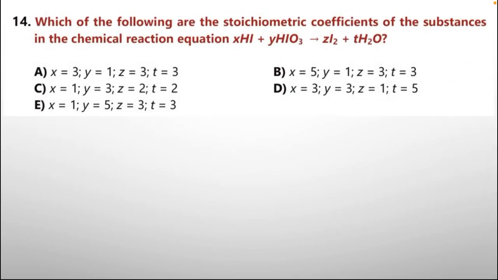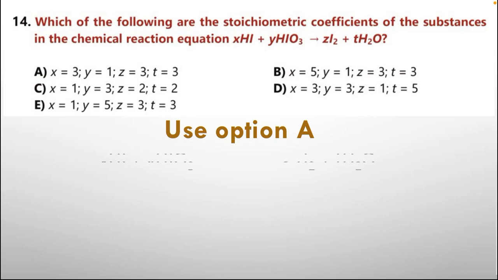Question number 14. Which of the following are the stoichiometric coefficients of the substances in the chemical reaction equation X HI plus Y HIO3, which gives Z I2 plus T H2O? So options are available from A to E. X, Y, Z and T are the coefficients. Now what we are going to do is take the equation, and by using the options one by one, put the coefficients in the equation.